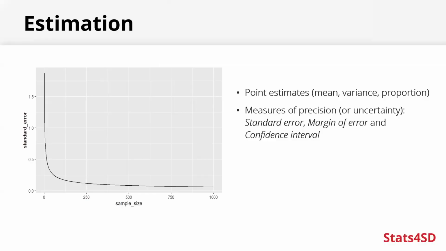In the simple random sampling scheme, and usually we can do this for other designs as well, the best estimate for the population mean is the sample mean. The best estimate for the population variance is the sample variance. The best estimate for the population proportion or probability is the sample proportion. These estimates are best because they are unbiased and because they have maximum precision.